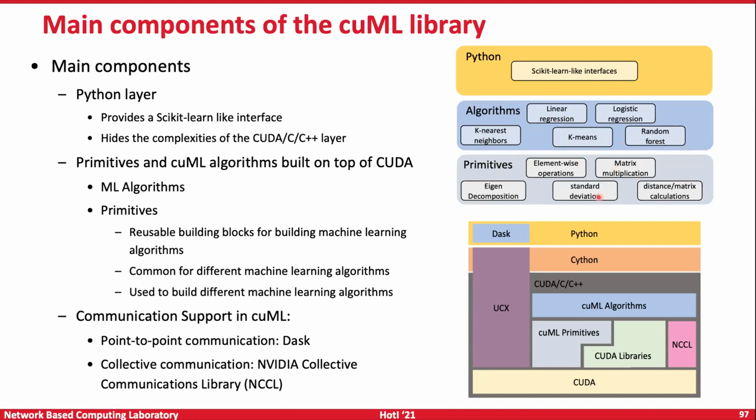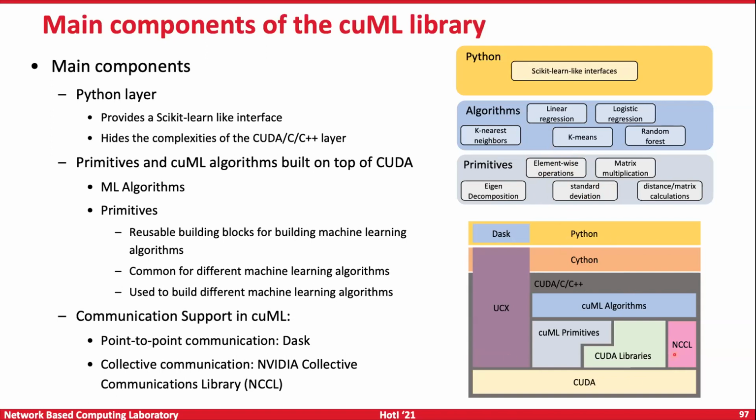And the bottommost layer here is the primitives layer, which supports primitive operations on GPU, something like element-wise operations. Let's say we are going to do a sum, a product, matrix multiplication, eigen decomposition. So these are all different linear algebra primitives that are used to implement machine learning algorithms. So it's quite possible that you might need an algorithm that is not currently implemented in cuML. Then this primitives layer provides the facility that we can rely on these primitives to implement our own algorithm at the algorithms layer.